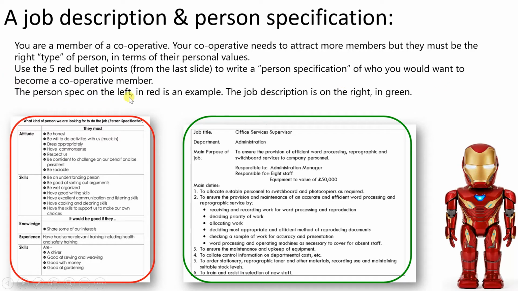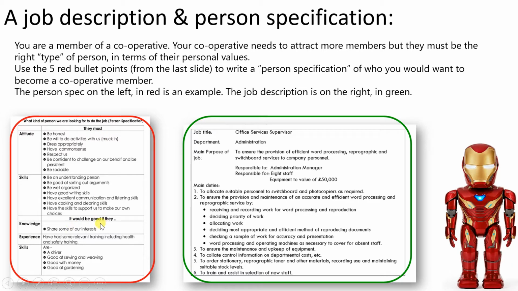The person spec on the left in red is an example. The job description is on the right, that one's in green, because that will be the second task we're looking at. So let's look at the red person spec on the left first. If you see the headings, we've got attitude, skills, knowledge, experience, skills. There's a lot about attitude and skills.